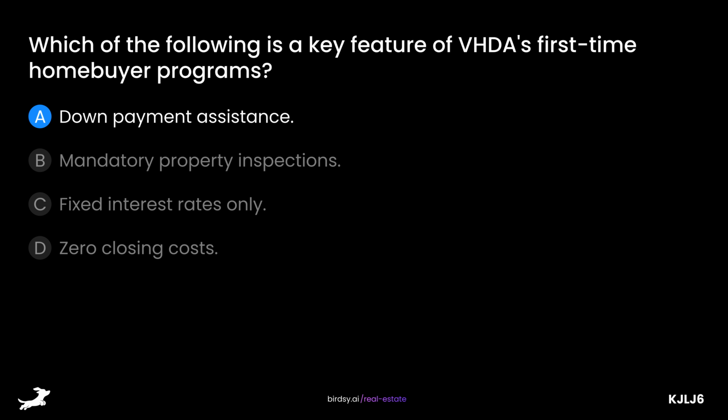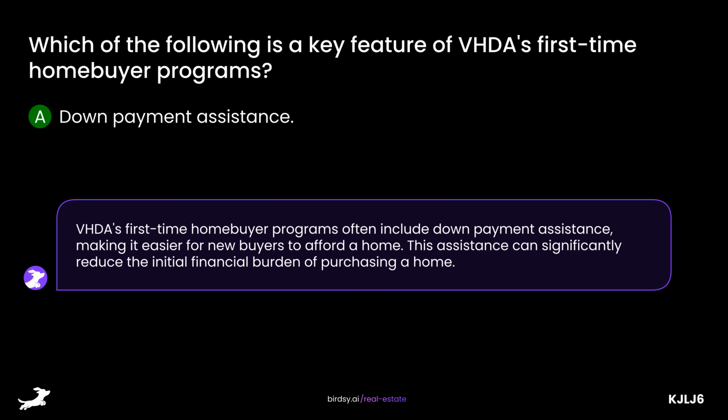Is it A, down payment assistance, B, mandatory property inspections, C, fixed interest rates only, or D, zero closing costs? The answer is A, down payment assistance. VHDA's first-time homebuyer programs often include down payment assistance, making it easier for new buyers to afford a home. This assistance can significantly reduce the initial financial burden of purchasing a home.